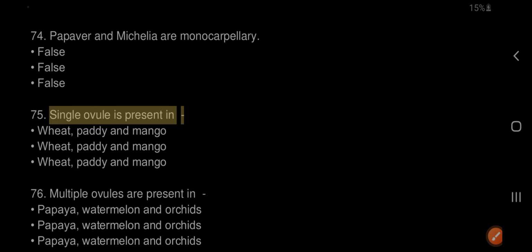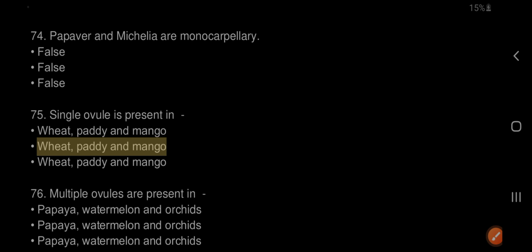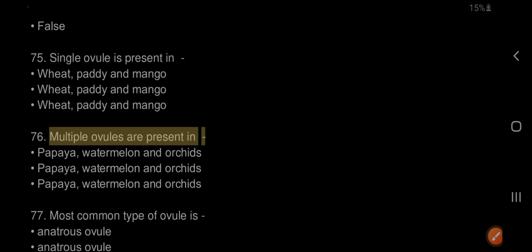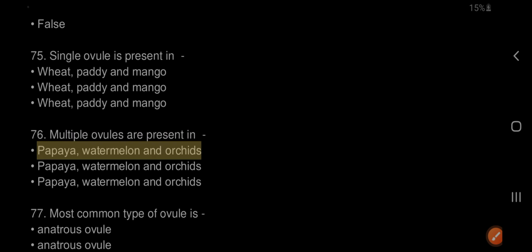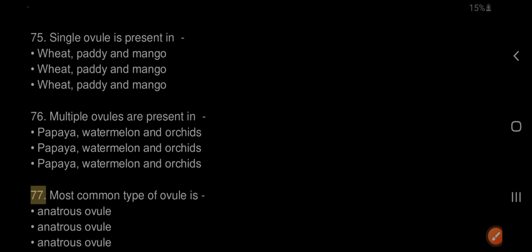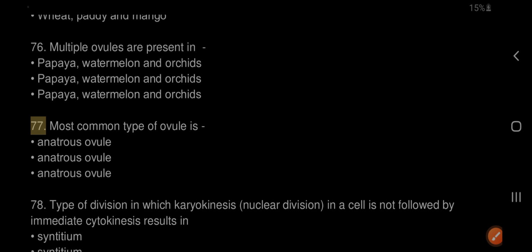75. Single ovule is present in wheat, paddy and mango. 76. Multiple ovules are present in papaya, watermelon and orchids. 77. The most common type of ovule is anatropous ovule.